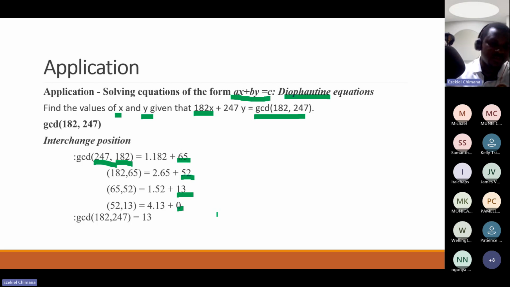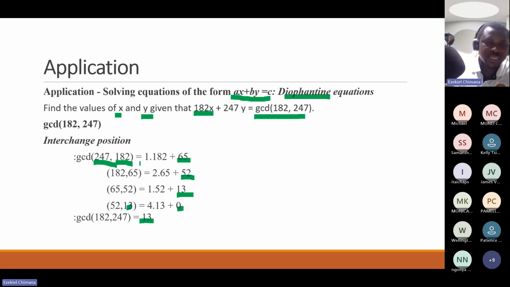So once you get the remainder of 0, report your B as the GCD. So this B will become our GCD. So the GCD of 182 and 247 is 13. Okay. So now we know that we want to solve the equation 182x plus 247y is equal to 13. That's the equation that we need to solve.